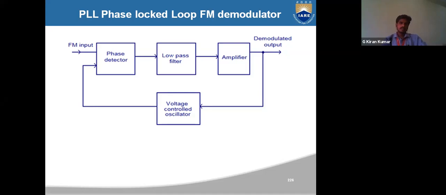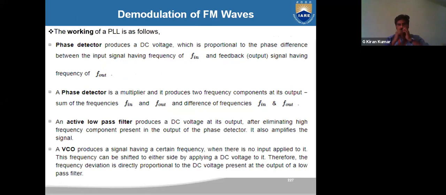In some cases, if Fin is greater than F out, we will get the addition operation, that is Fin plus F out, or in some cases Fin less than F out, we will get the subtraction. So that is two different types of outputs if the phase detector is used. See here, it produces a DC voltage.